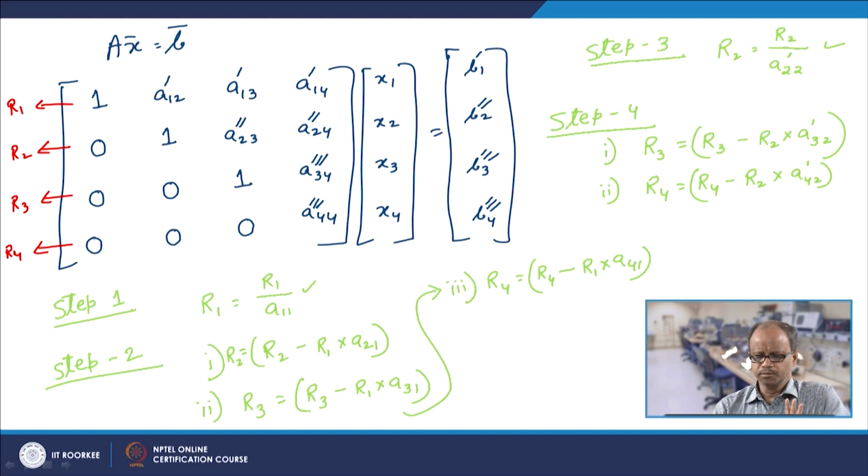Now, for this simple 4 cross 4 system, this is pretty simple. Obviously, we can very easily understand that if we extend it to any n cross n system, this methodology is absolutely the same. So, this can be easily extended to any general n cross n matrix relation. Now, let us look at one very simple numerical example.